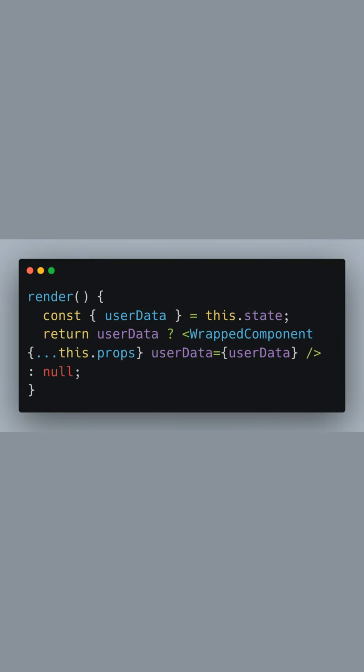Time to render. Our render method checks if userData is loaded. If it is, we render the wrapped component and pass down all the initial props, plus the user data, allowing the component to render with the data it needs. Otherwise, we render nothing, or a loading state could be added here.